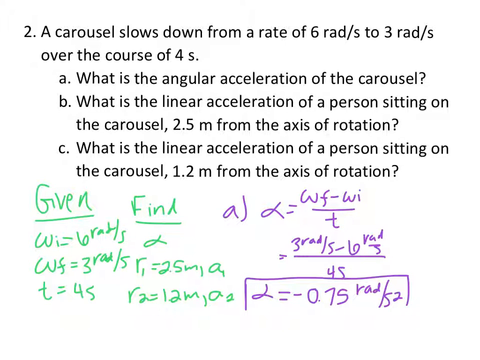I didn't draw a diagram, but because this is negative, we're going to assume that this is a carousel slowing down in the counterclockwise direction. Remember, negative angular acceleration means that it is slowing down counterclockwise or speeding up clockwise. So part A, we have our angular acceleration. Let's look at now part B.